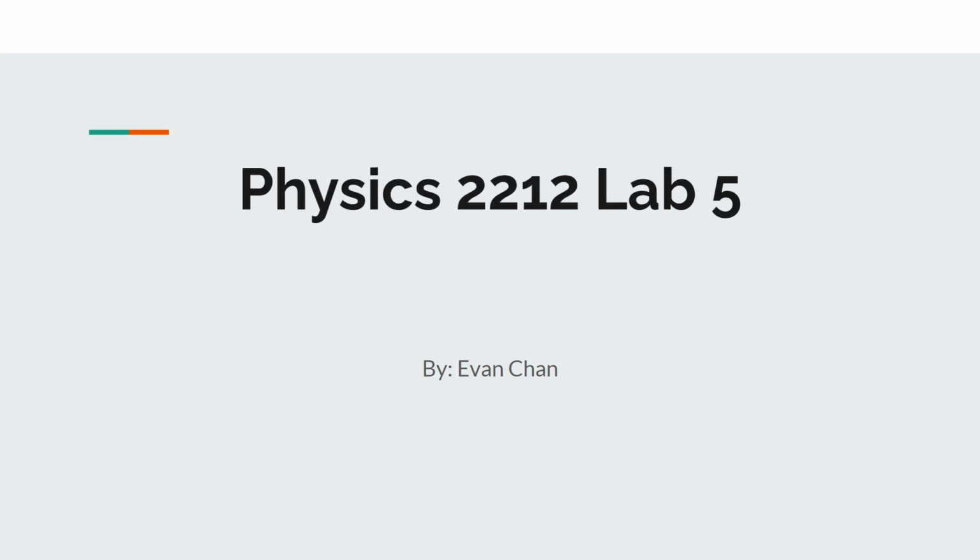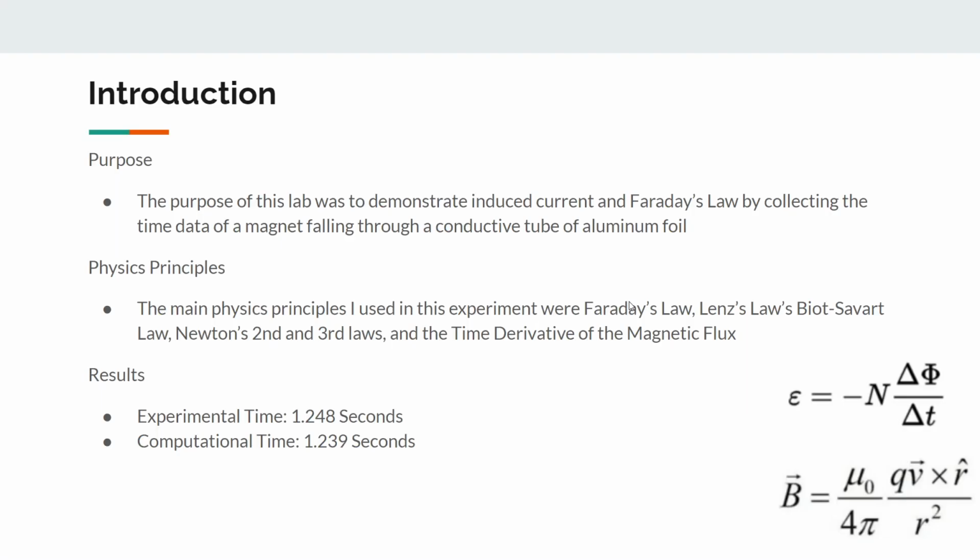Hello, this is my Physics 2212 Lab 5, and in this experiment, the purpose of the lab was to demonstrate induced current and Faraday's law by collecting the time data of a magnet falling through a conductive tube of aluminum foil. The physics principles I used in this lab were Faraday's law, Lenz's law, Biot-Savart law, Newton's second and third laws, and the time derivative of the magnetic flux.